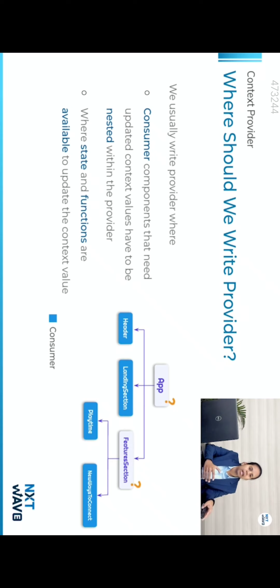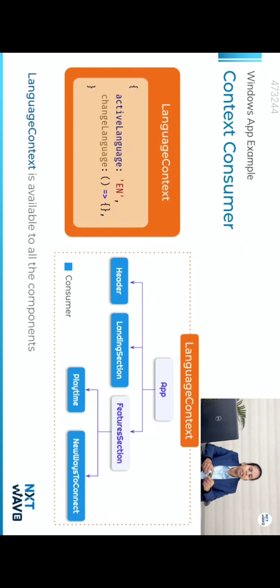Now in our Windows app example, let's understand where we have to place it. If we update the active language, what are the consumer components that have to get updated? We have the consumer components at the header, landing section, playtime, and new ways to connect. These are the 4 components. When the active language has been updated, all these 4 components should get re-rendered, because based on the new active language, the content that needs to be displayed will change. So we have to place the provider so that the header, landing section, playtime, and new ways to connect are nested within the provider.